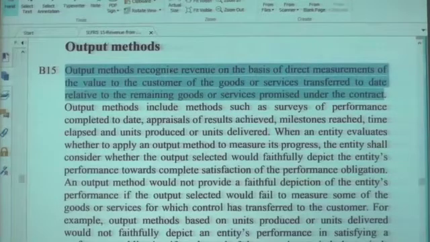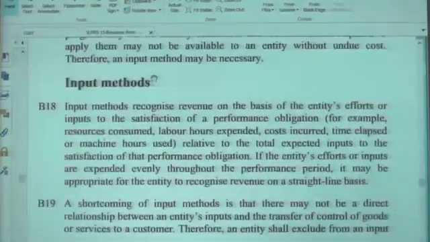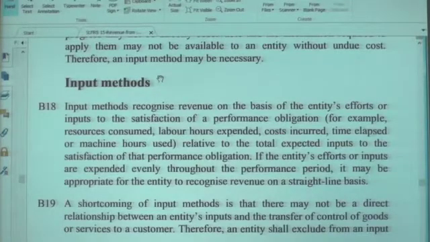Is that clear? Right. Then the input method. Input method recognizes revenue on the basis of the entity's effort or input to the satisfaction of the performance obligation. What are the inputs? Labor, material, machine hours, labor hours. Based on the number of labor hours or machine hours or material kilograms already incurred out of the total to be incurred, you will take a percentage. Assume to complete the project you require 100 labor hours. At the end of the reporting period, you have already incurred 55 labor hours. Therefore, you can say based on the input method, we have completed 55% of the project.